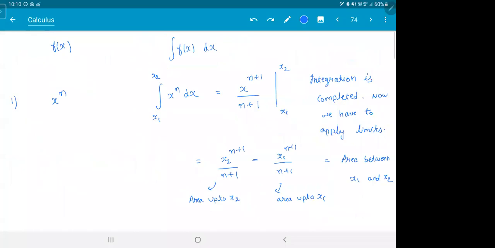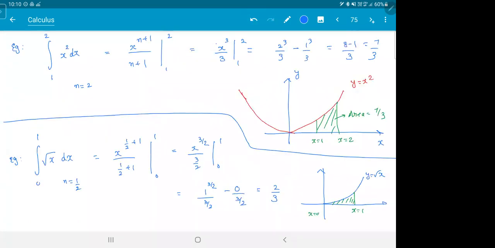One more thing I forgot to write here. Remember, this formula is not valid for n equal to -1. Just add this. For 1 by x, you can't use this formula because the denominator will become 0, you'll get infinity. The n value has to be given, or else you can't calculate. Just add this: n is not equal to -1. This formula is not valid when n is -1. For that, we have a different formula.